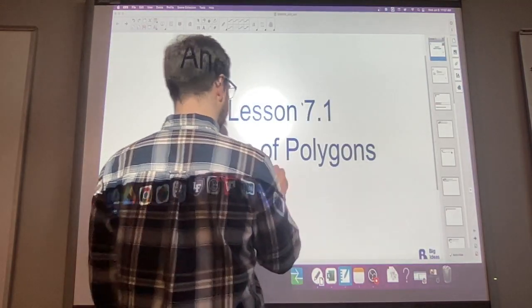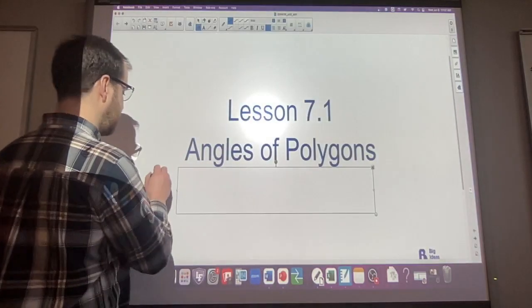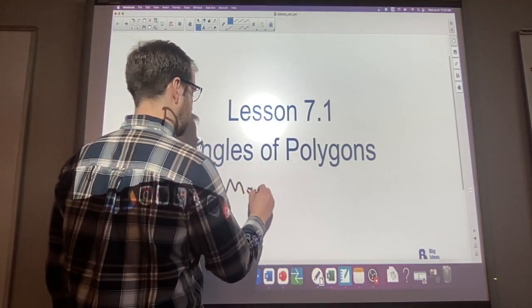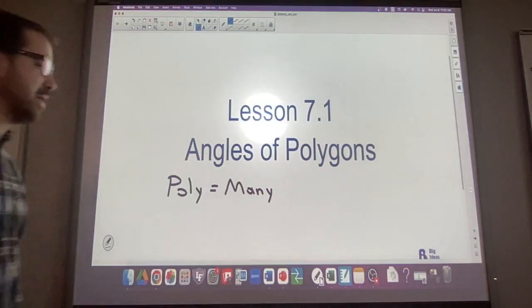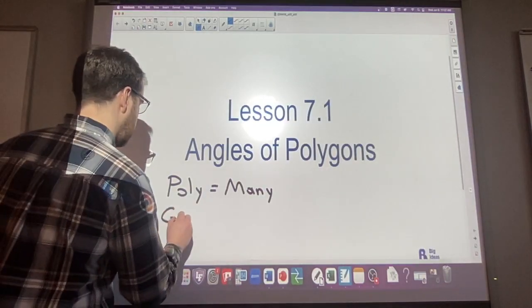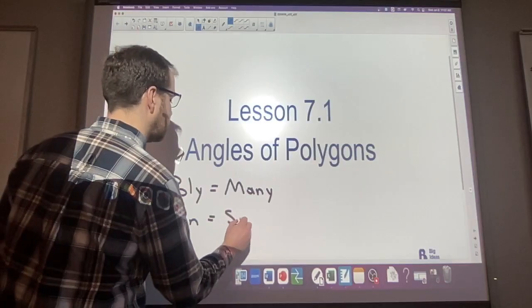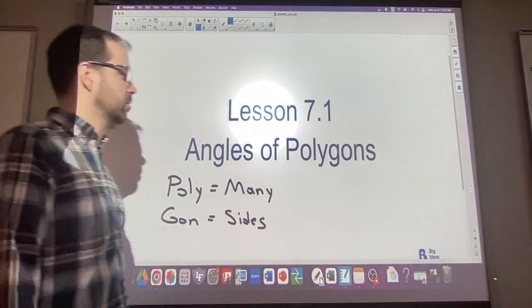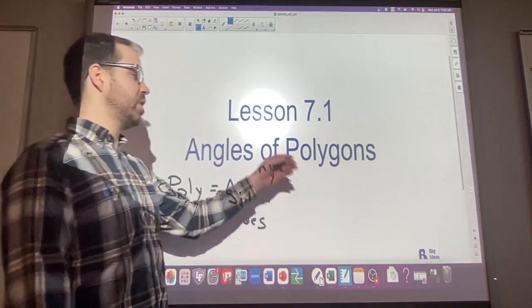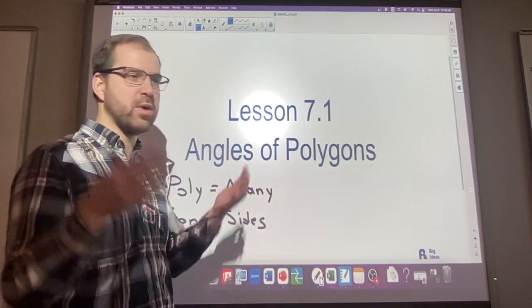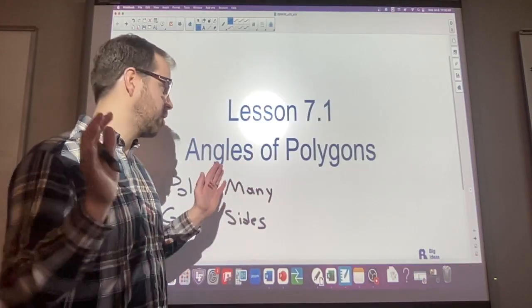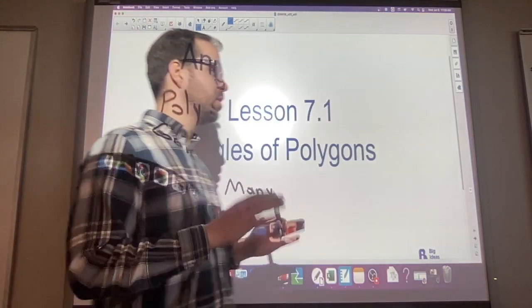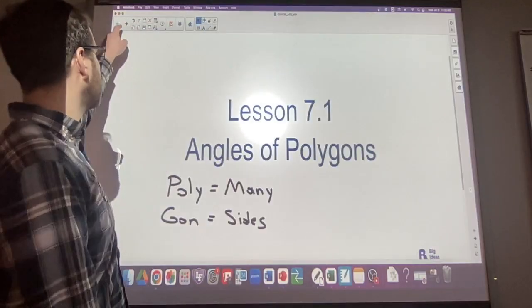Okay, so what is a polygon, first of all? All right, poly is the prefix that means many, and gon means sides. So when you hear the word polygon, it means many sides. Okay. Now, in terms of math, it's really any shape that has any number of sides. It could be a square, could be an octagon, anything. Okay. So it's something that has straight sides, no curves, just flat edges or sides on it.